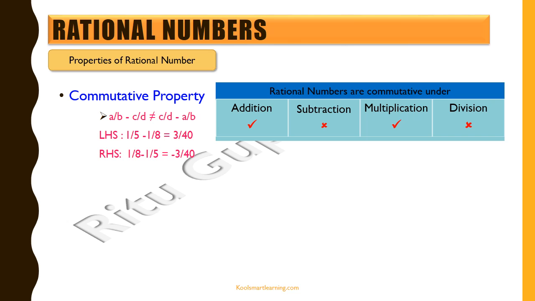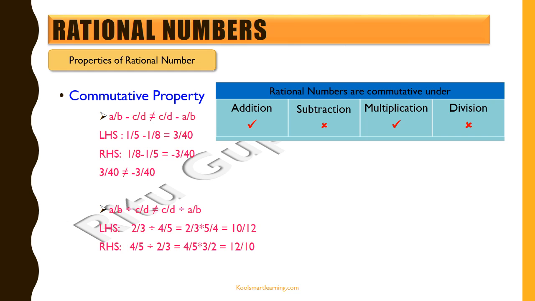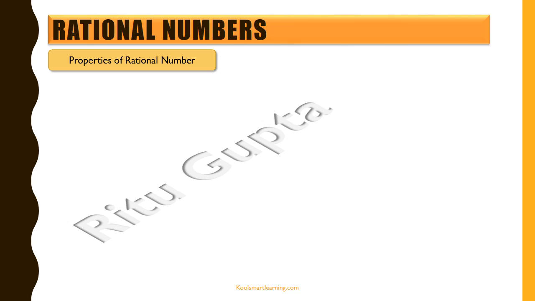It holds for multiplication, but again, if we see it for division, a by b divided by c by d would not be equal to c by d divided by a by b. Let's take, for example, two rational numbers, 2 by 3 and 4 by 5. If I divide 2 by 3 by 4 by 5, the result is 10 by 12. But if I do it the other way around, if I divide 4 by 5 by 2 by 3, the result is 12 by 10. And again, we see that the results are not the same. So this means commutative property does not hold true for division of rational numbers.